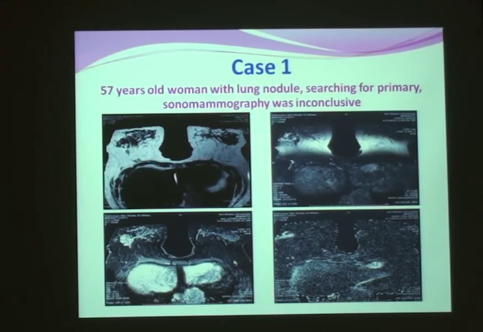Ultrasonography was inconclusive. What we can see here, from these different sequences, including the T1 post-contrast, subtraction, and the diffusion, is that there is a mass. It has malignant criteria, and it has restricted diffusion. It was histologically proven to be invasive ductal carcinoma.